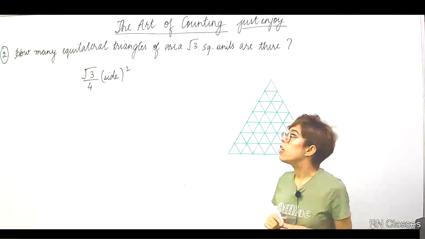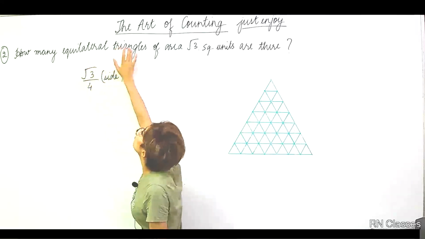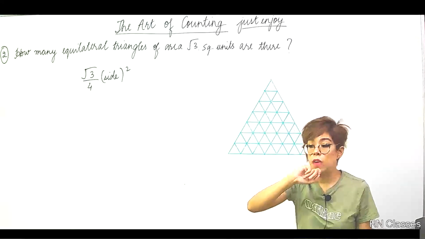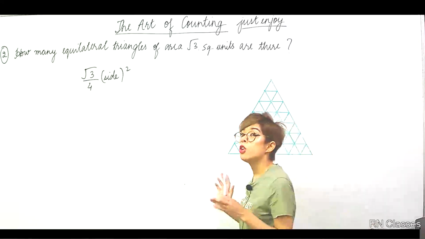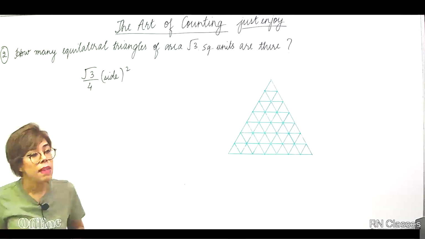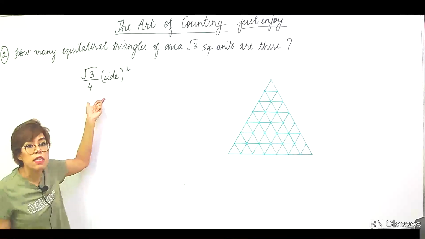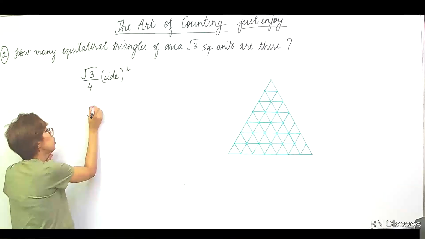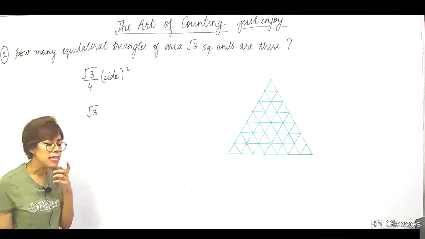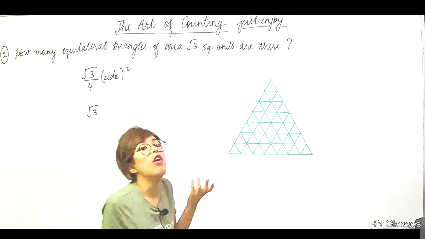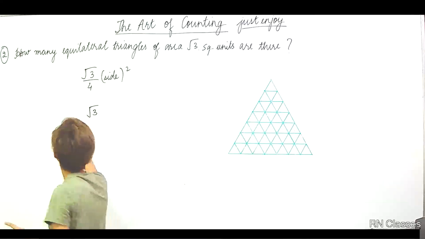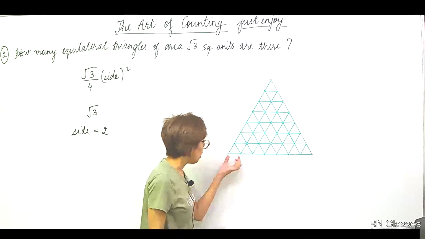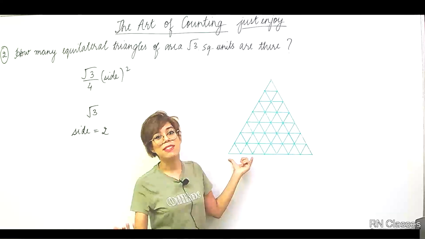Now in the same figure, you need to find the number of equilateral triangles of area √3 square units. Alright, equilateral triangles with area √3 square units. As I know, the area of an equilateral triangle is √3/4 into side square. अब मुझे चाहिए area √3, right? That means side क्या होनी चाहिए? Obviously, the sides need to be 2 units, right? 2 units. देखिए, अब ये 1 था, ये 1 है, so obviously this will be 2 units, right?